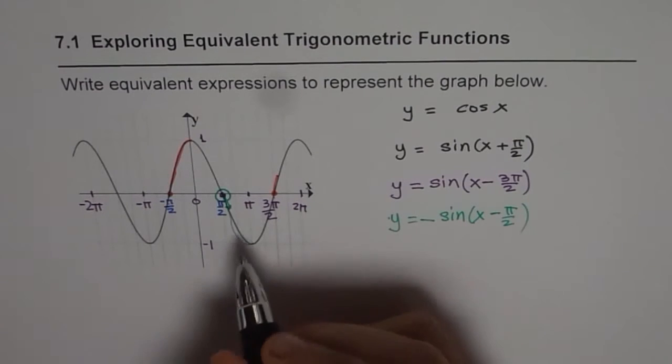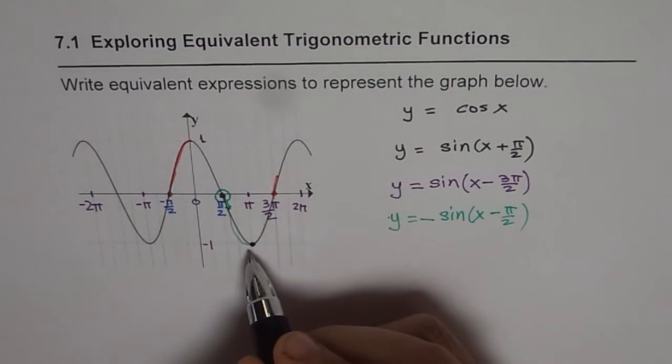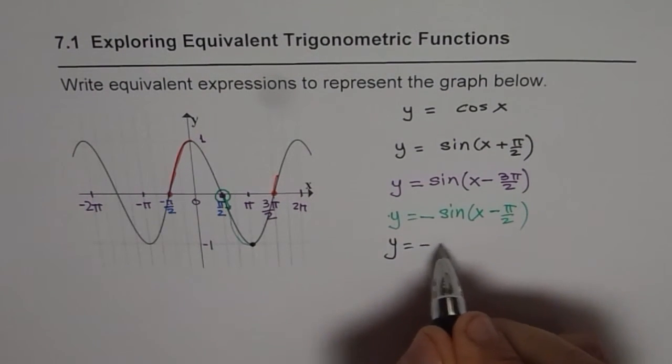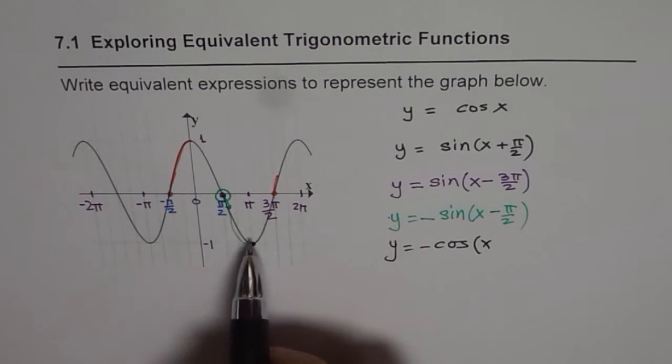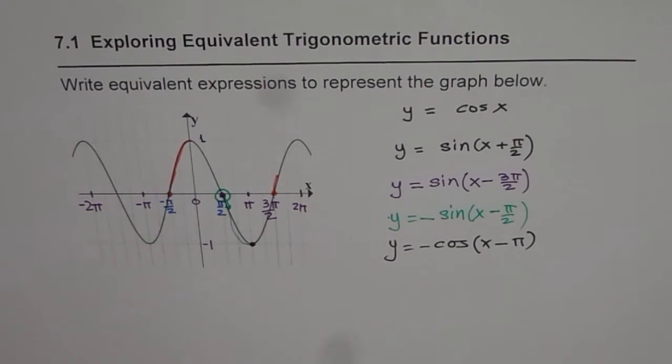right? Okay, let me write the last equation this time starting from here. So it looks like cosine wave has been inverted, so we can write this as minus cos x, and how much did I move right? By pi, so minus pi. So that gives me the same function as a cosine function with a negative sign.